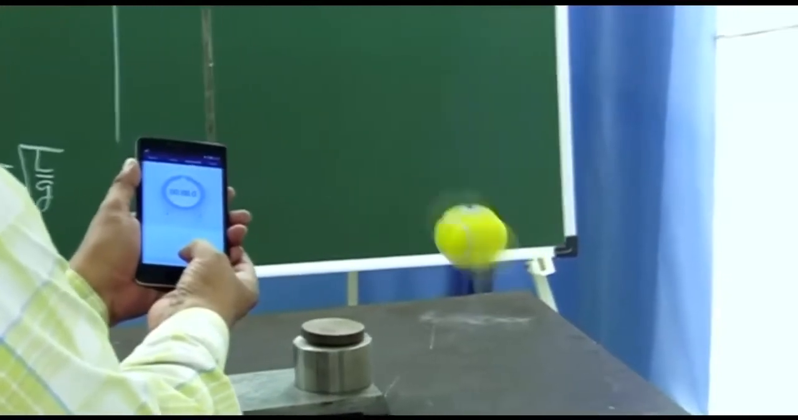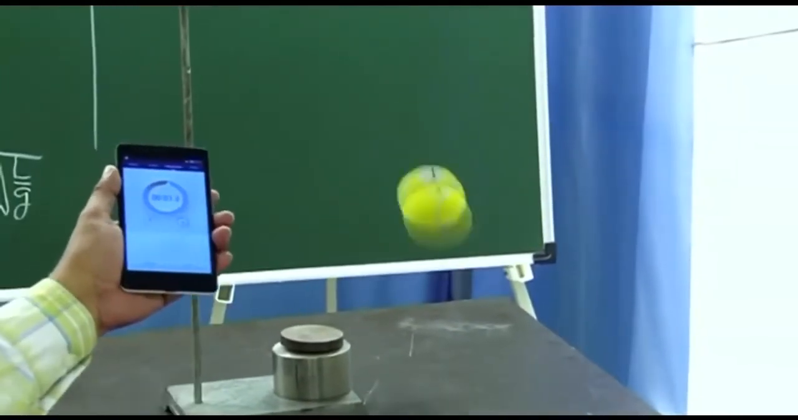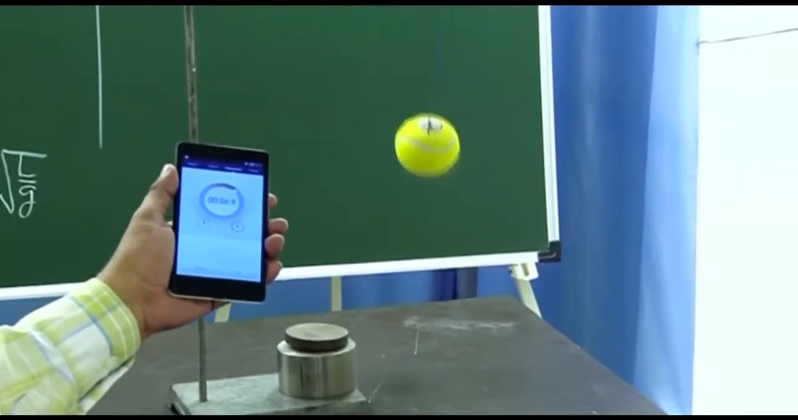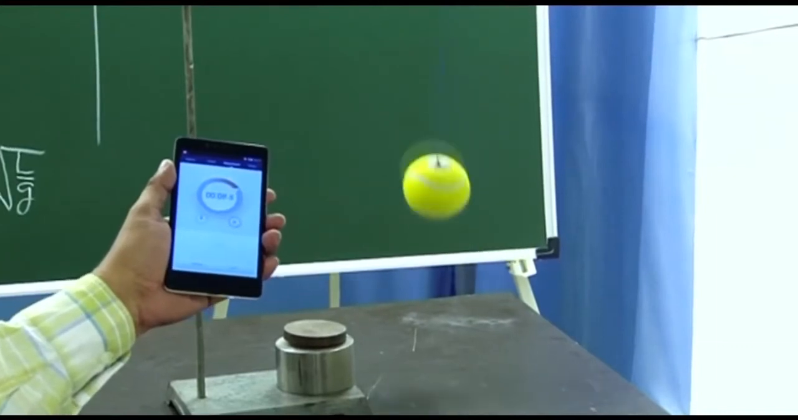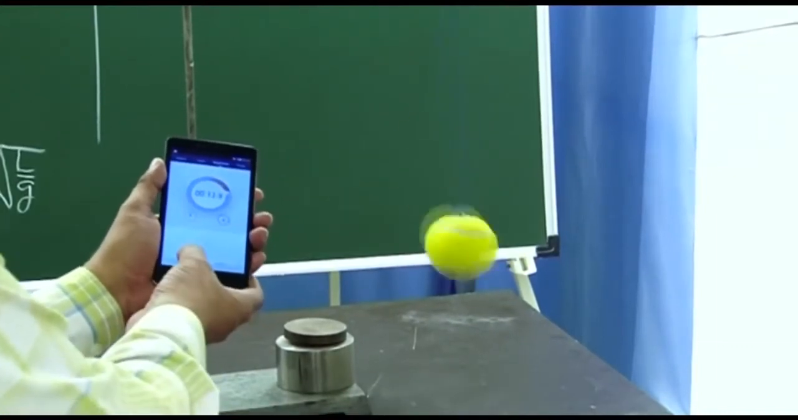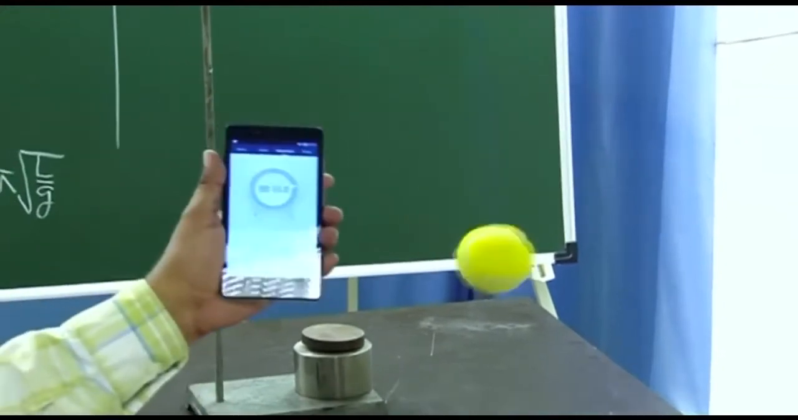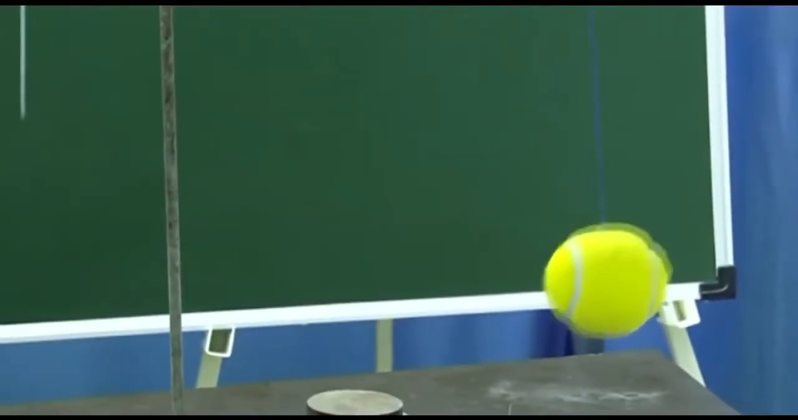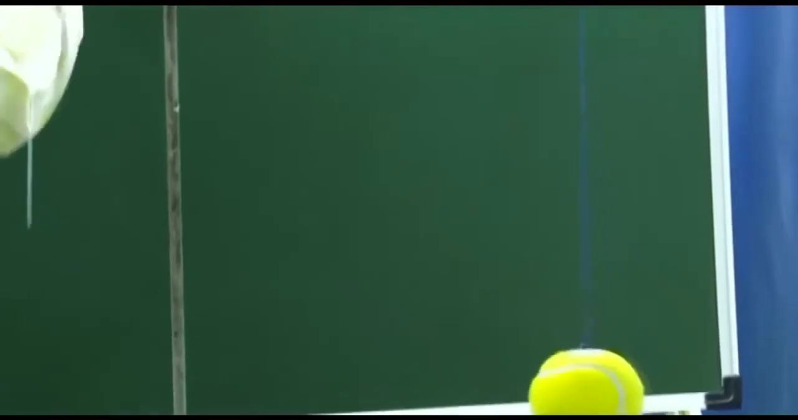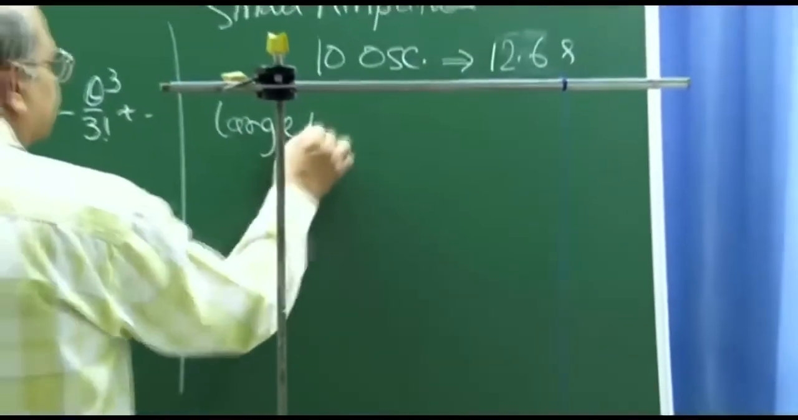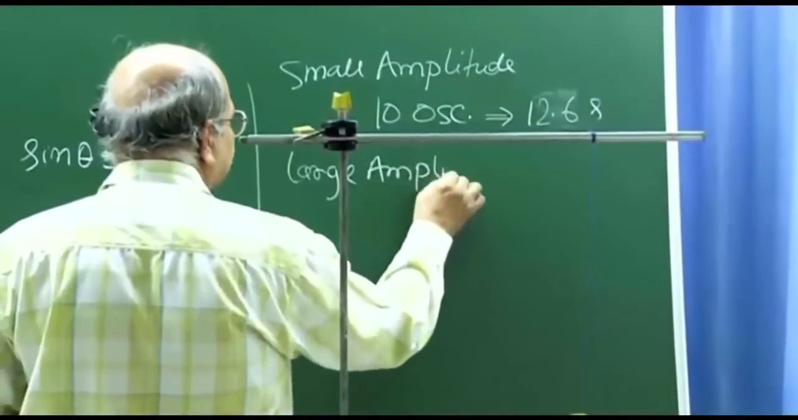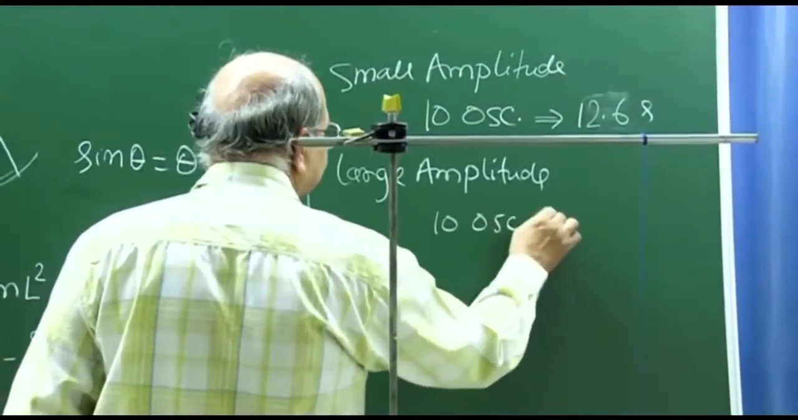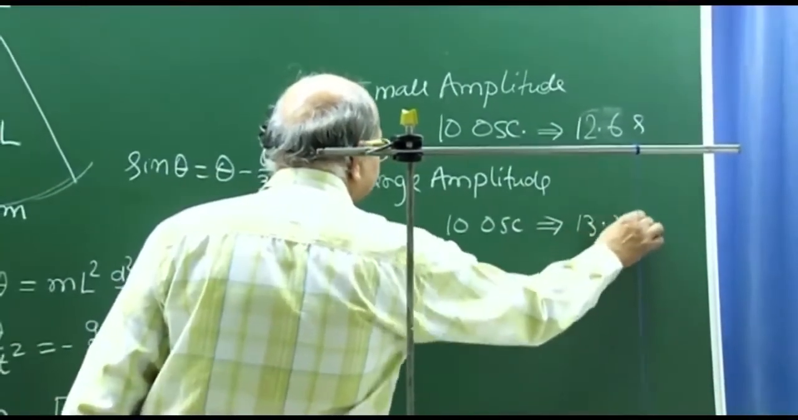Once again, here it goes: 1, 2, 3, 4, 5, 6, 7, 8, 9, 10. 13 seconds, 13.0 seconds. So large amplitude, ten oscillations, 13.0 seconds.